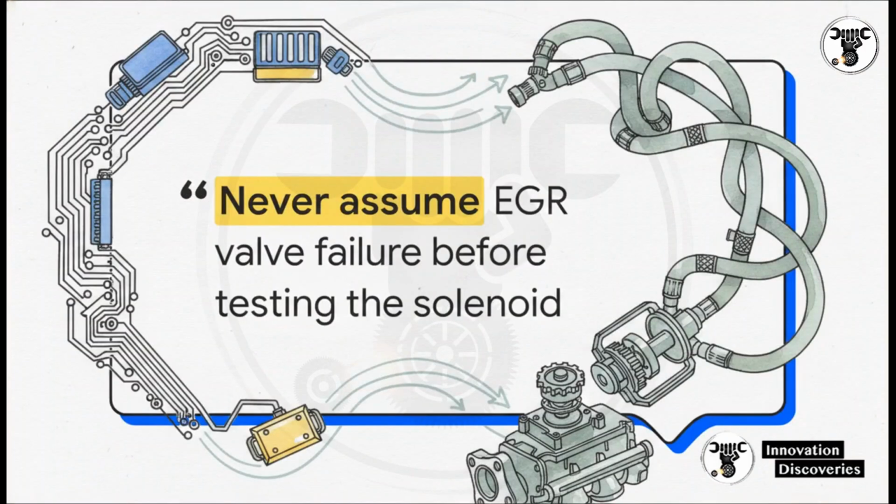I'm going to leave you with this golden rule. Never assume an EGR valve failure before verifying the electrical and vacuum integrity of its control solenoid. It is the vital bridge between the computer and the physical mechanics. Master the solenoid and you master the whole system. So the next time you pull an EGR code, are you going to jump straight to replacing the mechanical valve, or are you going to test the electro-pneumatic bridge first?